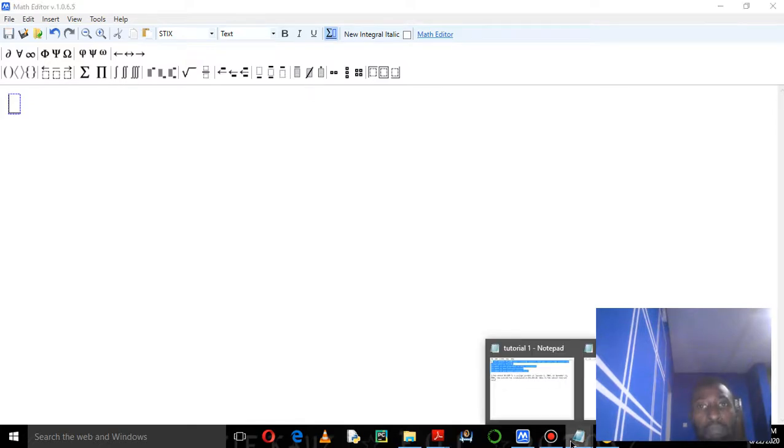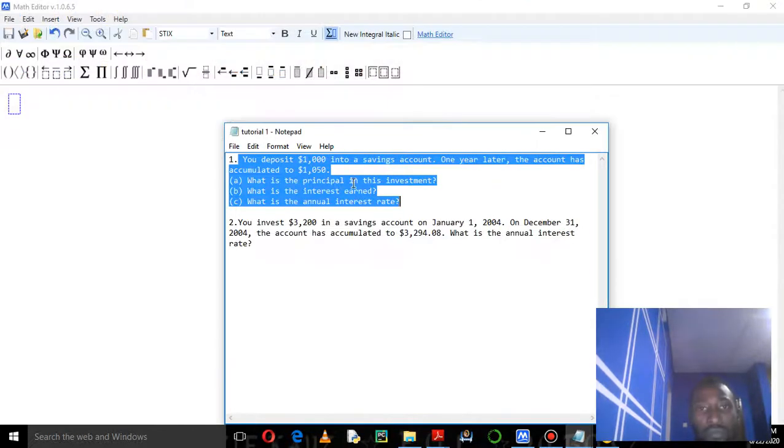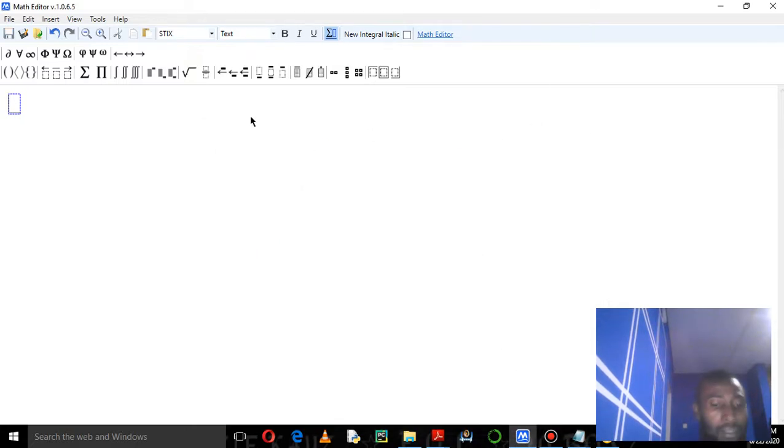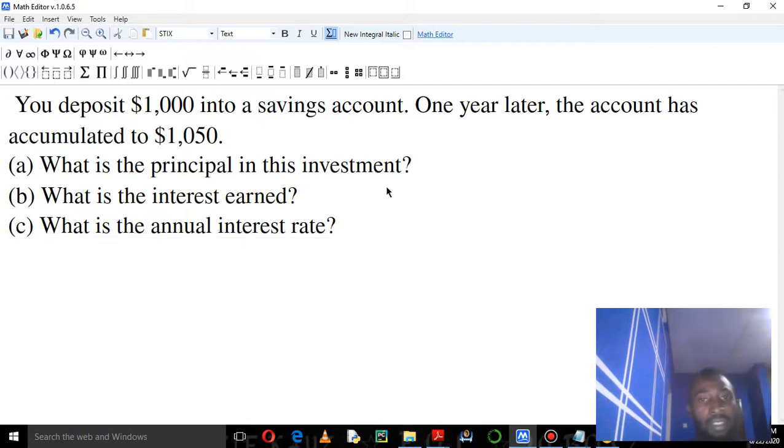So the example, let me copy from my notepad and paste. Now the question is: you deposit $1,000 into a savings account. One year later, the account has accumulated to $1,050. What is the principal in this investment? What is the interest earned? What is the annual interest rate? Now, solution.